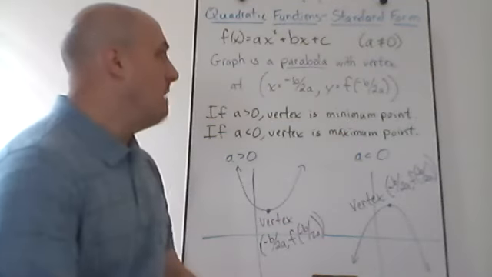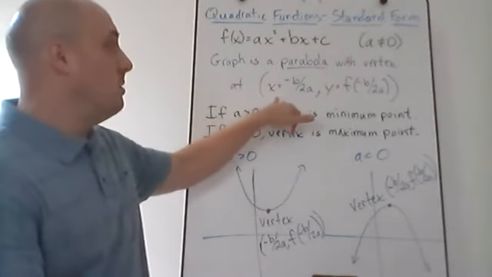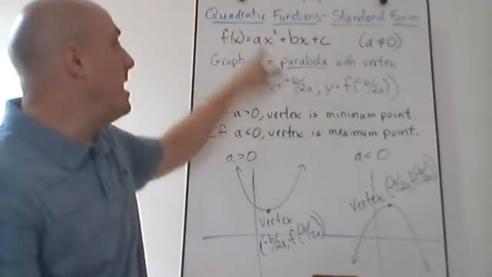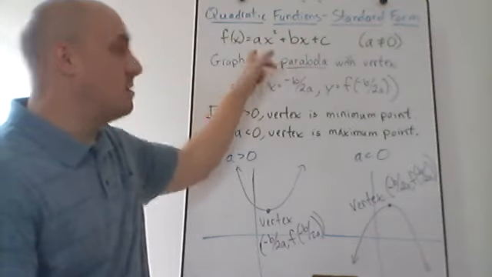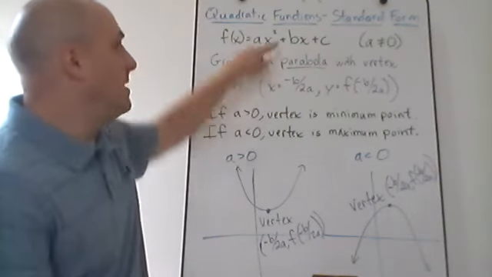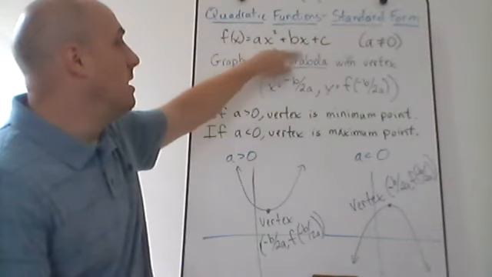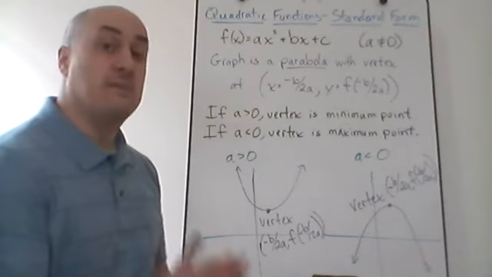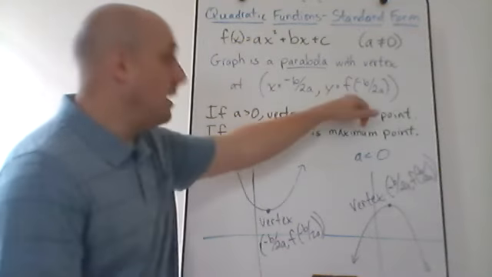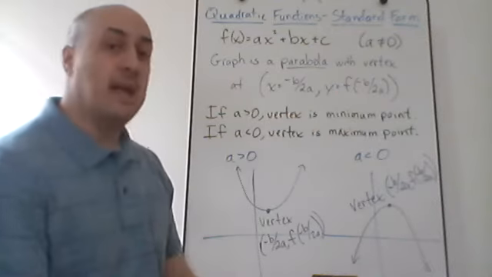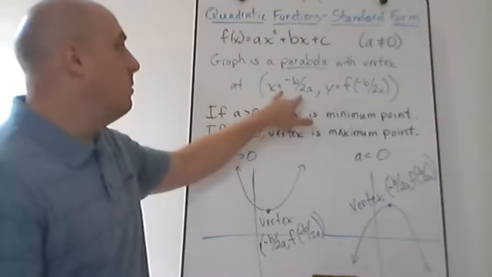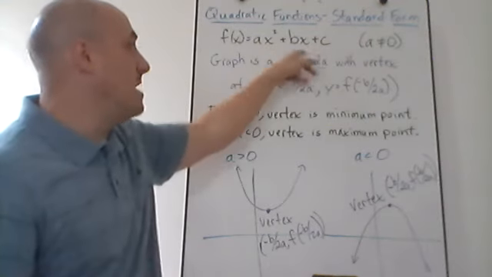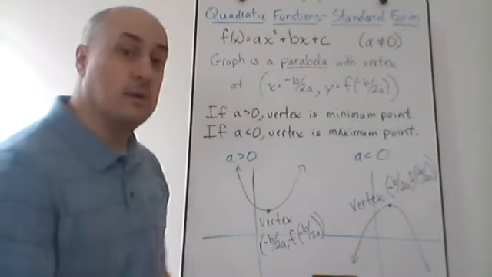So the graph is a parabola with a vertex. The x-coordinate of the vertex is given by the formula negative b over 2a, where the b and the a refer to the coefficients of the x and the x squared in that standard form. So if I take the coefficient of the x, the negative of that number, divided by 2 times the number in front of the x squared, that gives me the x-coordinate of the vertex. Then the y-coordinate of the vertex is f of negative b over 2a. Once you get the x-coordinate, plug it back into the original function in place of the x, calculate it, and that gives you the y-coordinate of the vertex.